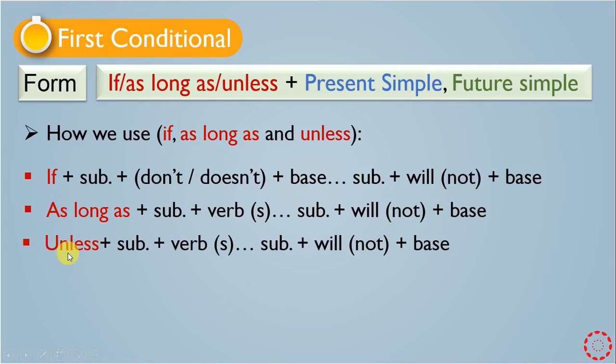And for unless, it has a negative meaning, so the first sentence, I mean the present simple tense, should be the positive form, because unless has a negative meaning. We have the subject, and then the verb, and then we have the second sentence, which is future simple. In this form with unless, the second sentence, I mean the future simple, should be negative. We have will, and then we have not.